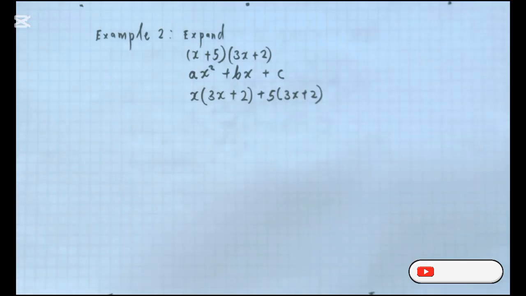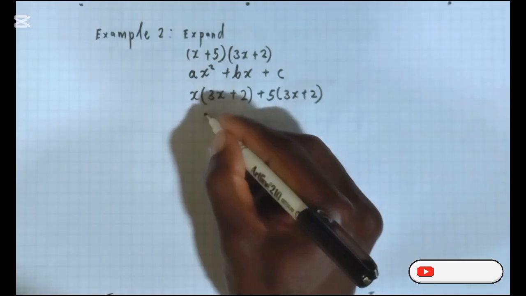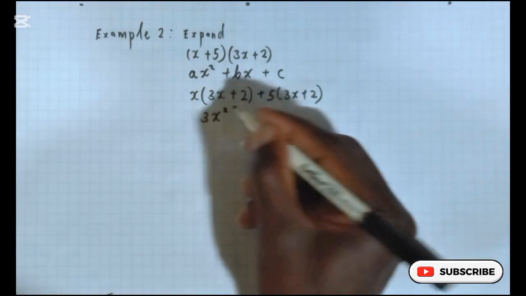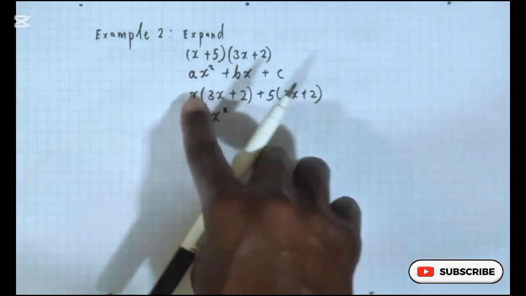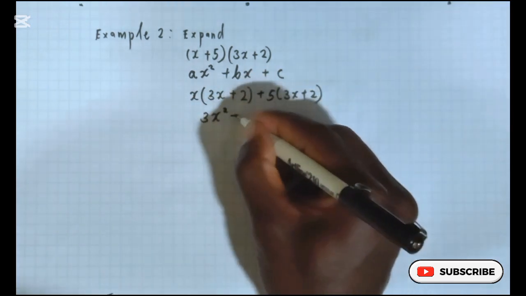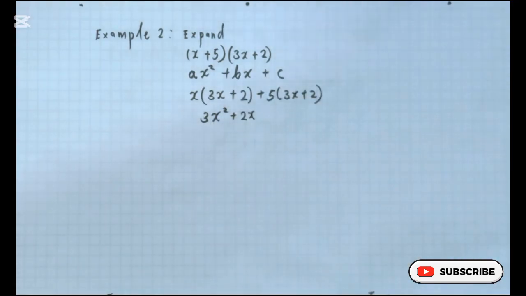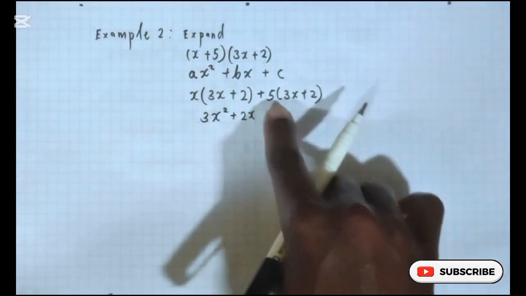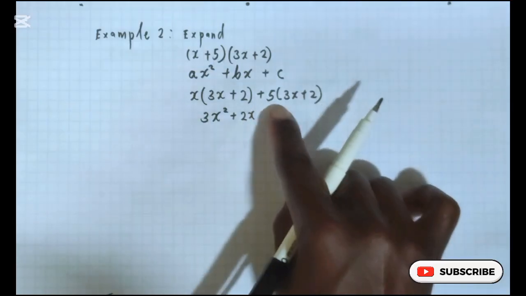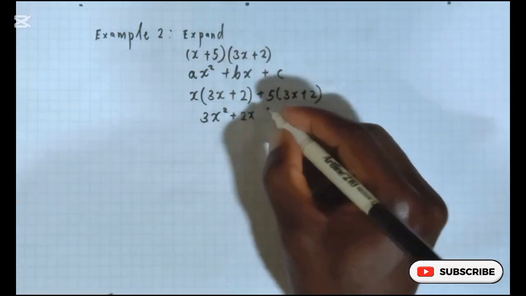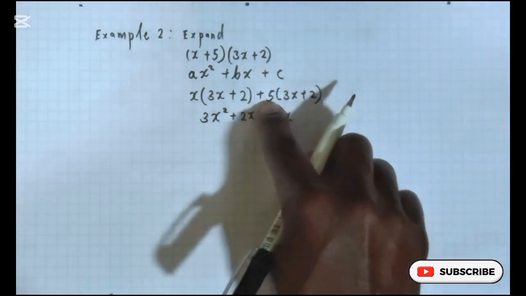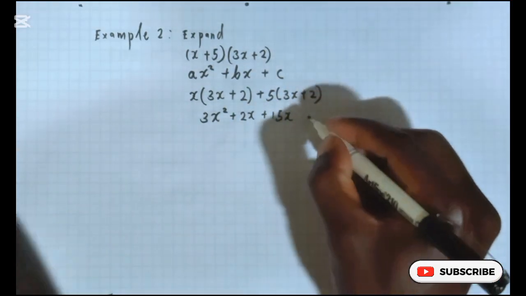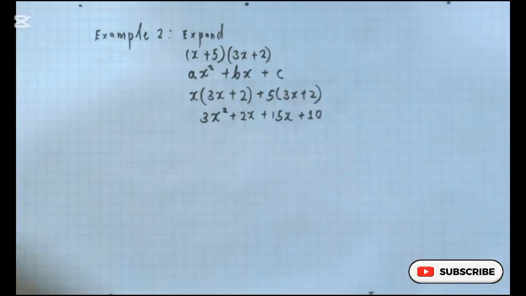So that's x times 3x, which gives us 3x squared. Then we have x times 2, which gives us 2x. That's pretty basic. And then we have 5 times 3x, which gives us positive 15x. And 5 times 2 gives us 10.